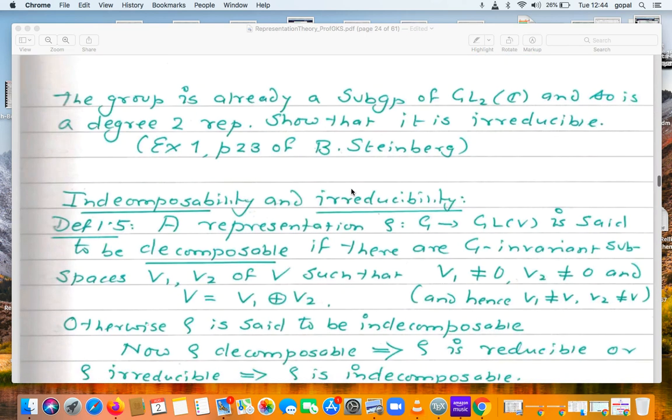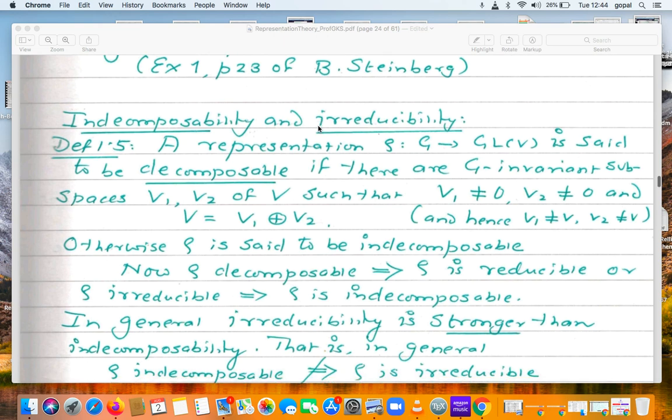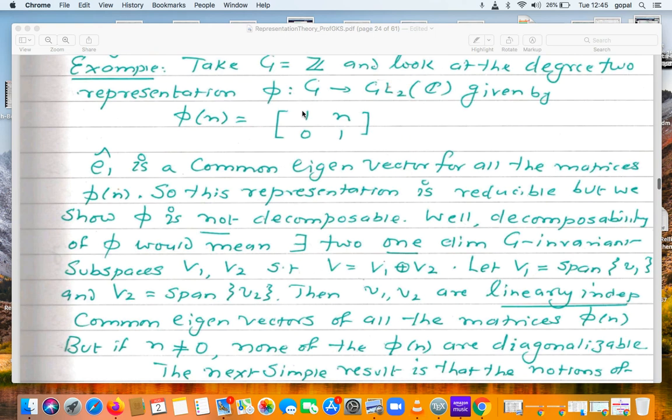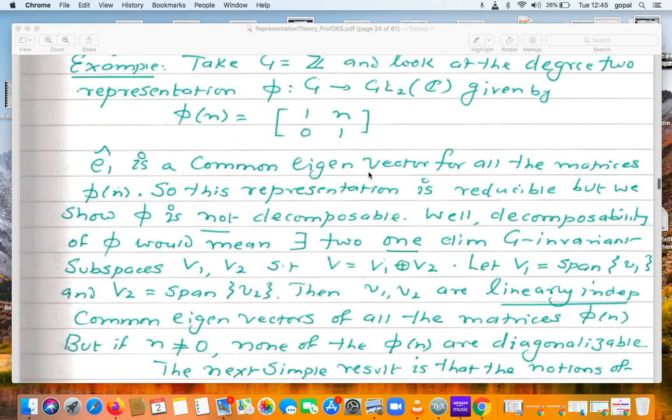And then we could talk about two notions, indecomposability and irreducibility. Fortunately, they'll be one and the same when the group is compact or finite. We are not going to be discussing non-compact groups at all. One example where indecomposable and irreducible are quite different is a non-compact group, Z.